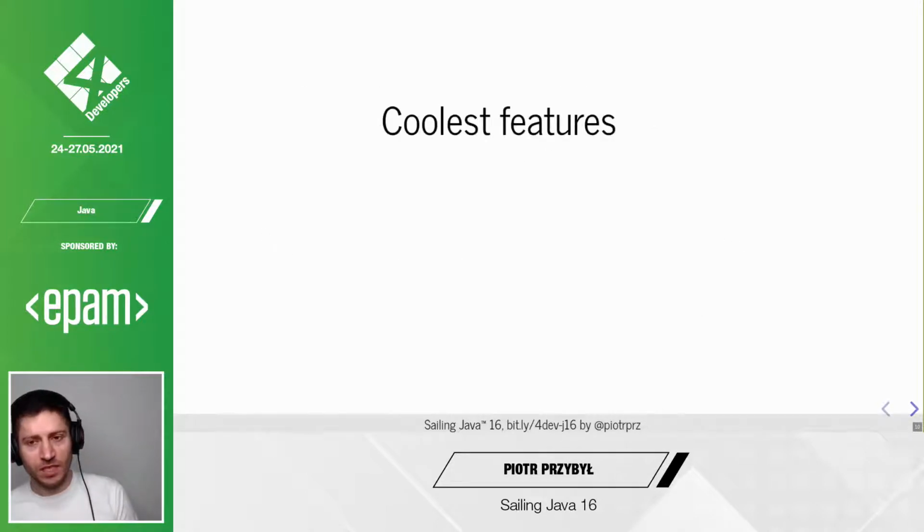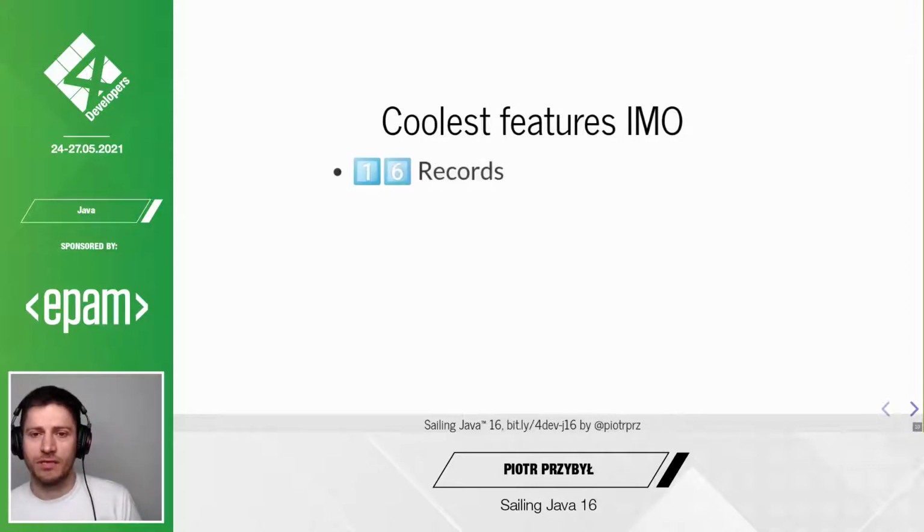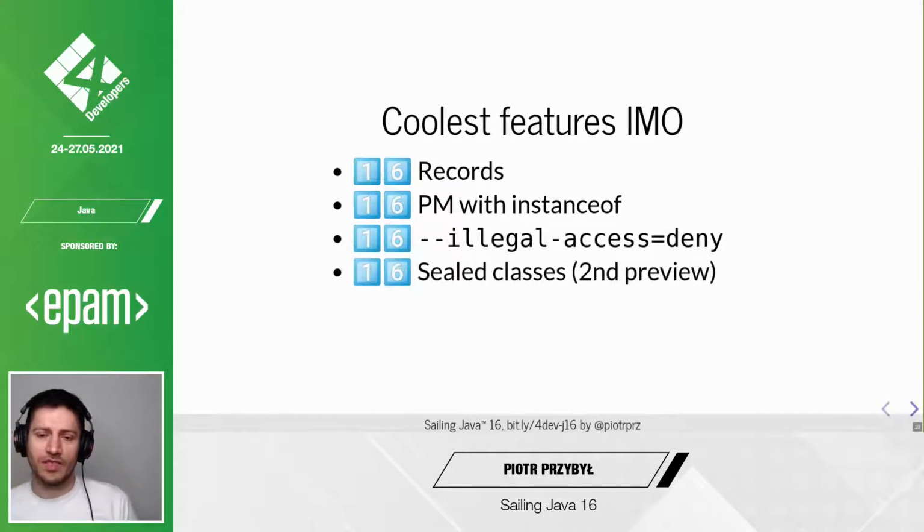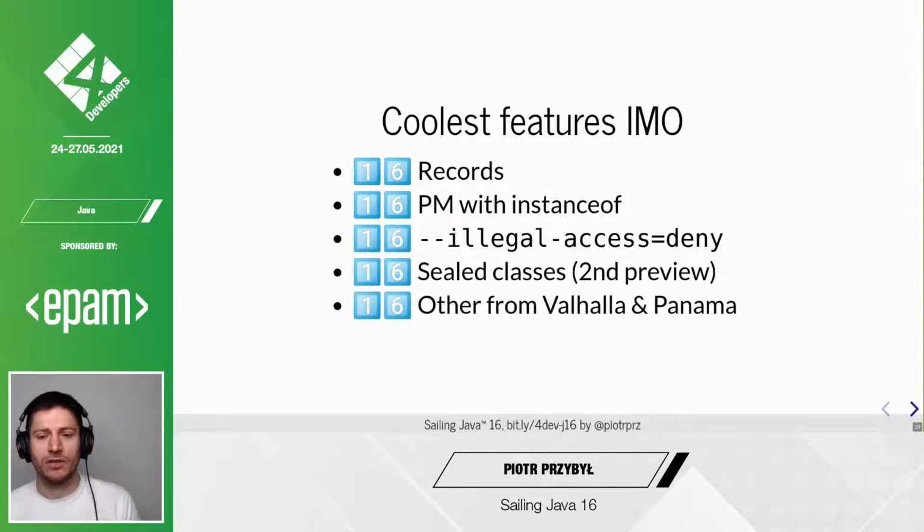So the coolest features, according to me, this is my subjective list of Java 16. Of course, records, right? Then we have pattern matching with instanceof. Then we have the illegal access switch to deny, coming from Project Jigsaw. And then we have the second preview of sealed classes, which are supposed to be production ready in Java 17 this September. And there are also other changes from Valhalla and Panama.